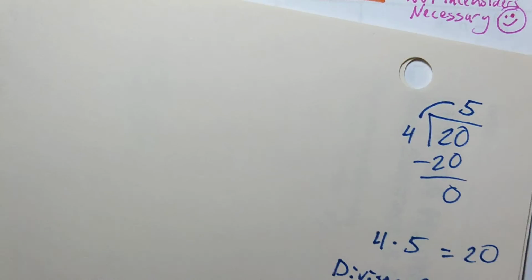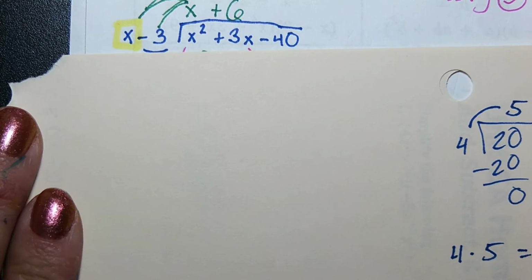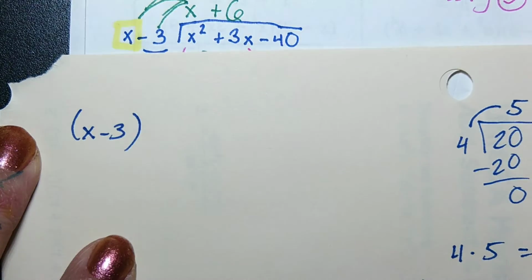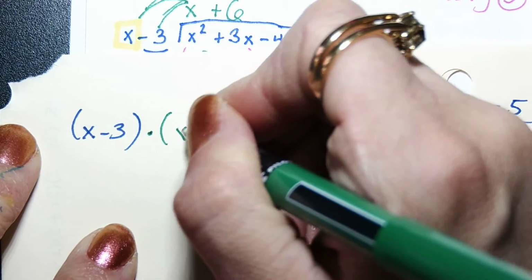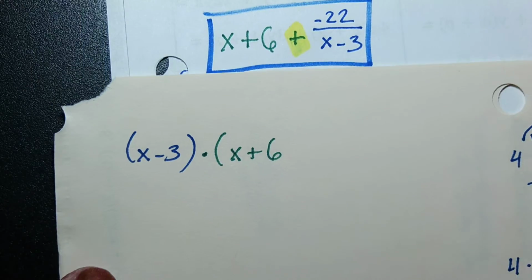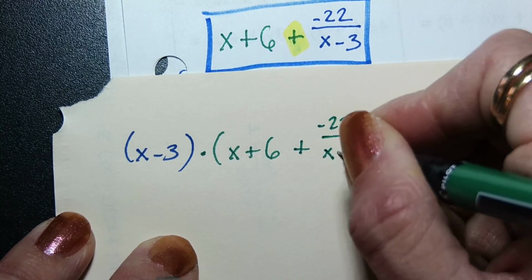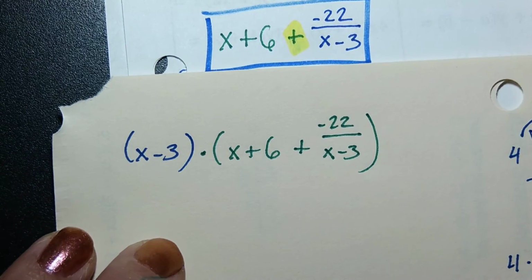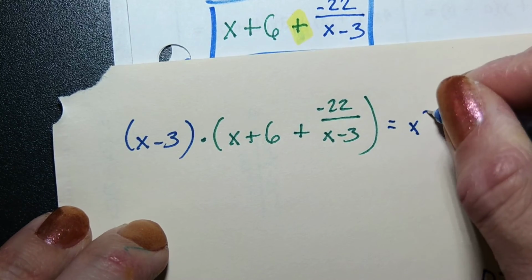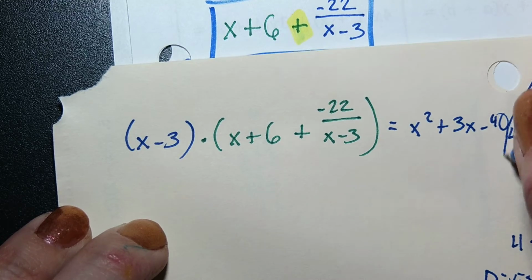So how are we going to check ourselves on this one? X minus 3 times X. We're going to take x minus 3, the divisor, times our quotient, but we also have to include that remainder over the divisor. So this is my full answer. And what should this be equal to? The dividend: x squared plus 3x minus 40.